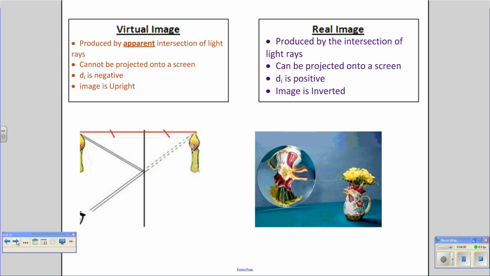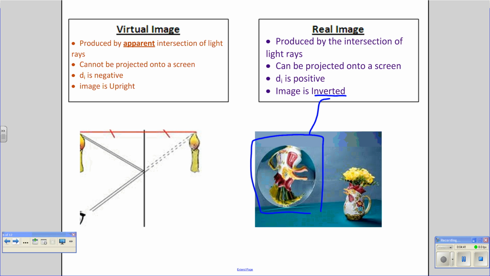We've already looked at real and virtual images. Virtual images produce an apparent intersection. The light does not actually go into the mirror. When you're looking in your bathroom mirror, the light is not actually in the mirror. It just appears to be there. Same with the image. It cannot be projected on a screen. The di is negative. It's on the wrong side of the mirror. Your image will be upright as well for virtual images, so they won't be upside down like they are in the picture that you see down here. This is an inverted image.